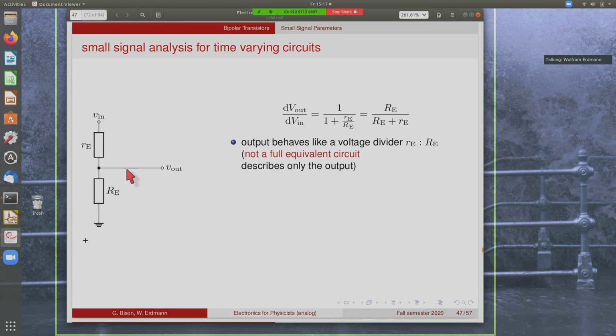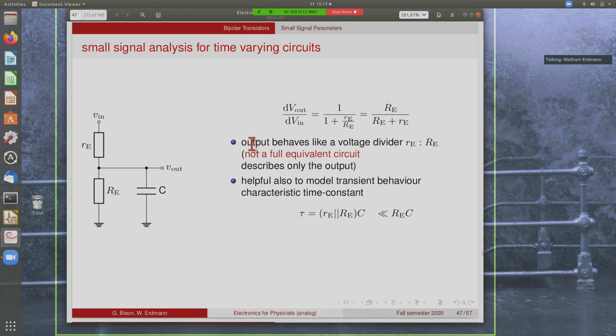We've seen that the output voltage as a function of the input voltage in the small signal sense is given by this voltage divider behavior. This simple resistor is, of course, not a full equivalent circuit. We'll later see real equivalent circuits that describe all aspects of a transistor. This one describes only the input and the output, and not, for instance, the collector or what happens at the base. But we can use it for this.